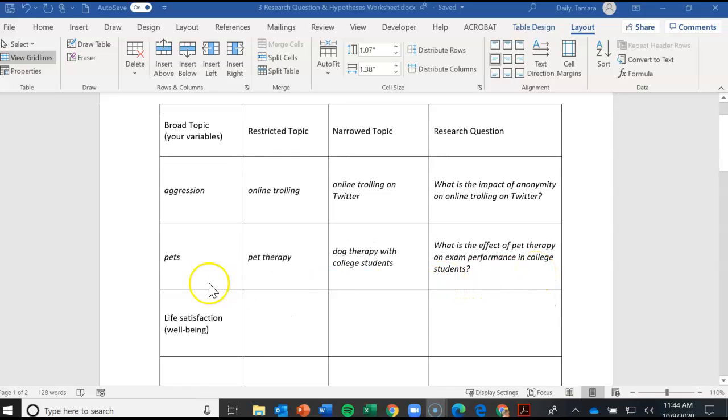Another example, I might be interested in pets in people's lives. I might be more specifically interested in pet therapy. Then go really narrow, dog therapy with college students, and finally fashioning it into a question: what's the impact of pet therapy on exam performance? So what you can see is you're moving from very, very broad interest in one variable to some restricted aspect of that variable to a very narrow topic, and then turning that into a question that can be assessed or evaluated with some sort of research technique.